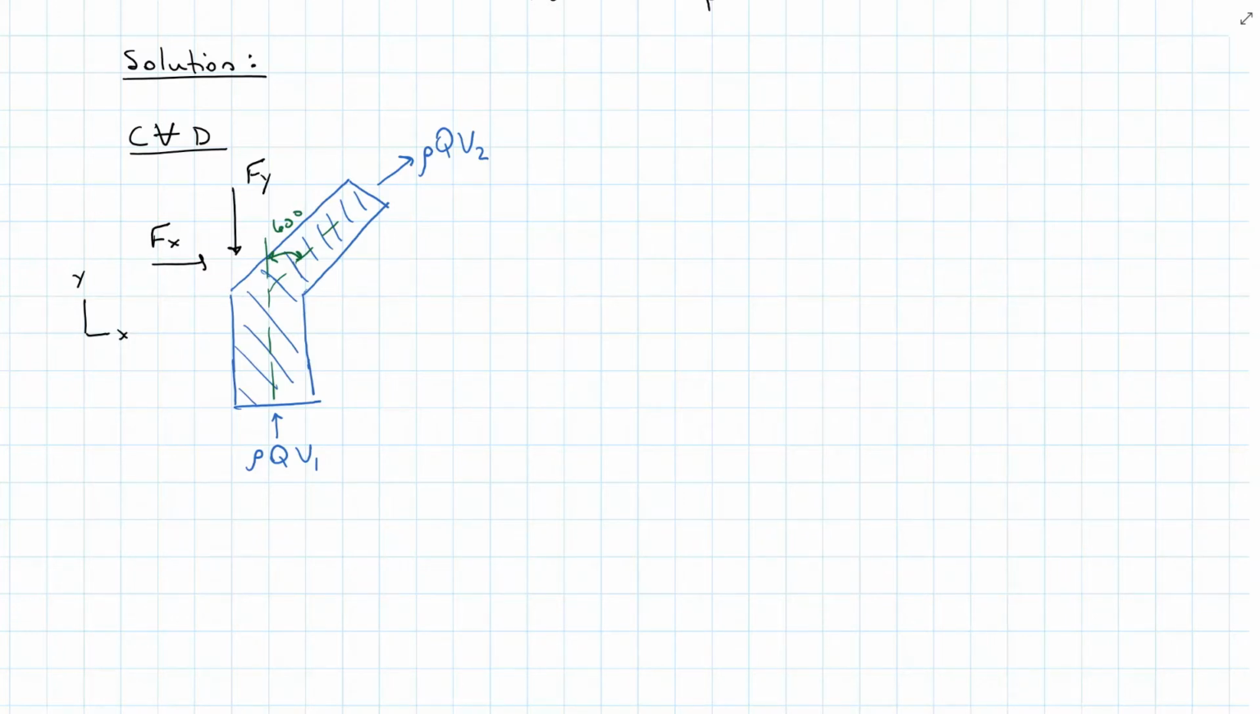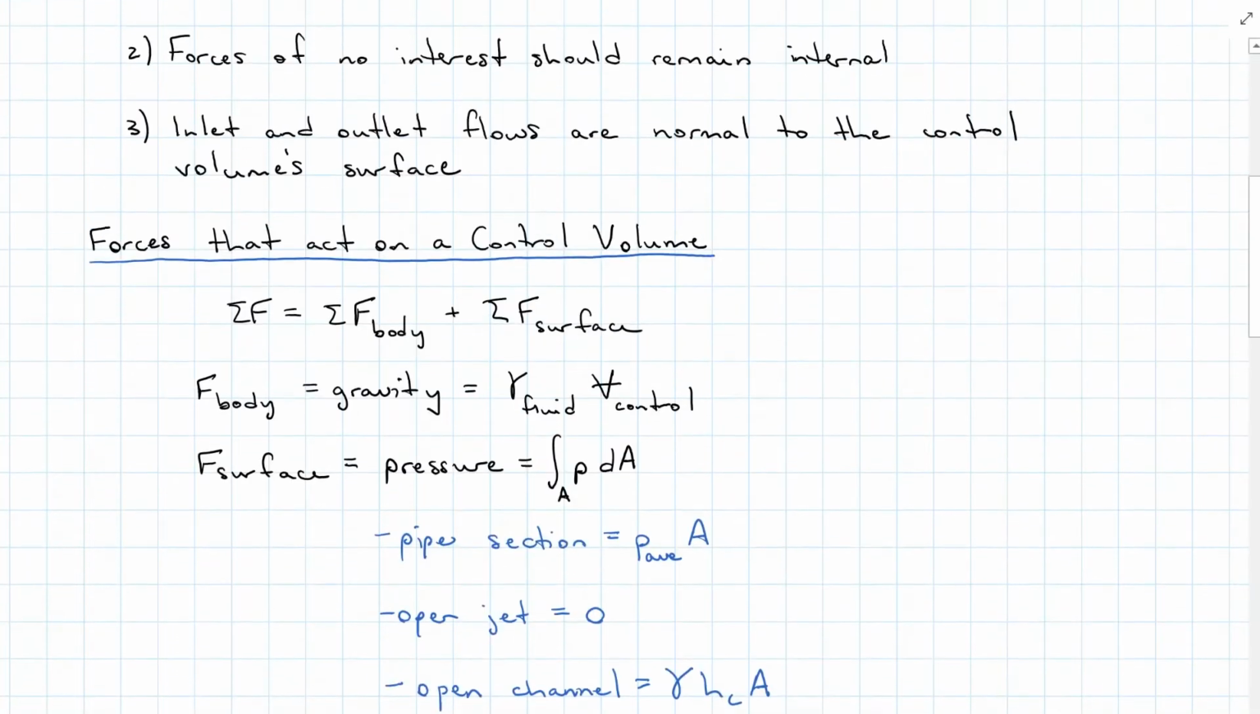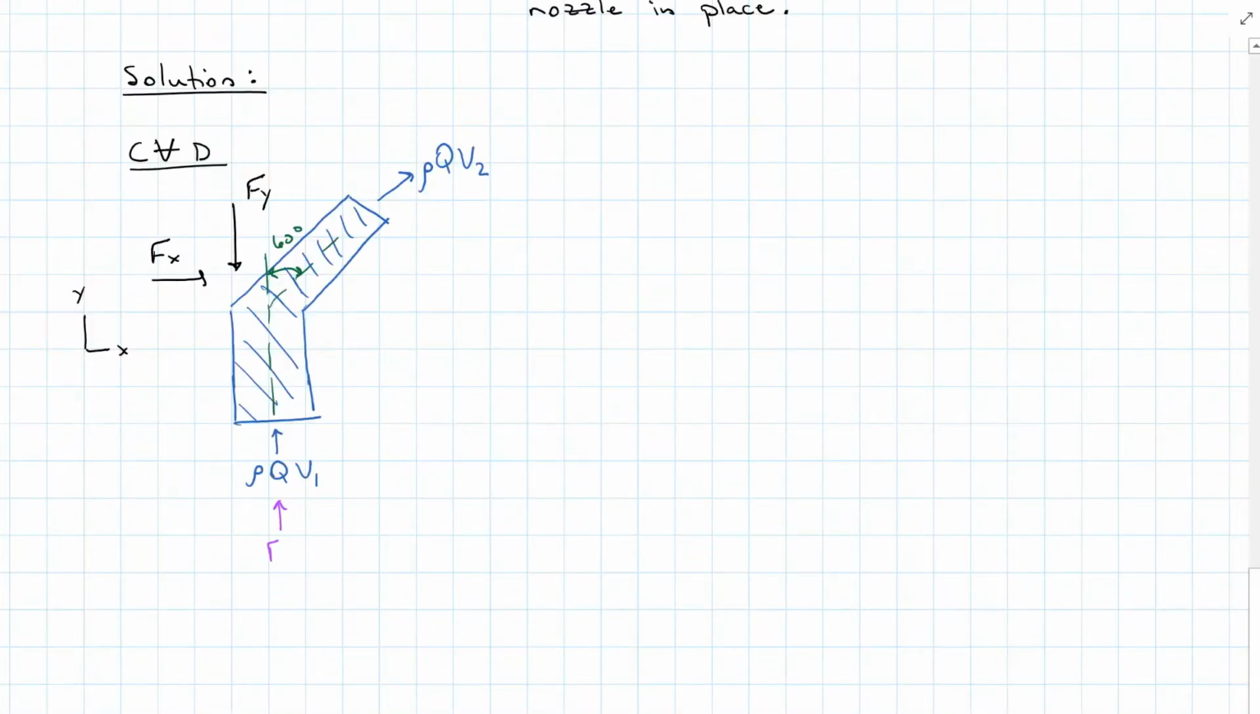So they're not getting subscripts. We are also going to have our forces. Back here for our forces that act on a control volume, we're dealing with a pipe section and an open jet. So our pipe section, force 1, is going to be pressure 1 acting over that area 1, and the force acting back on the control volume, force 2, is an open jet, so it's equal to 0.